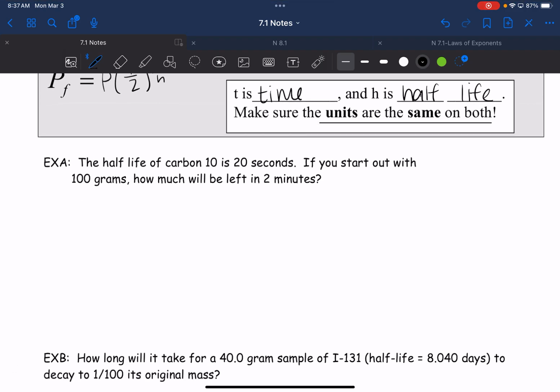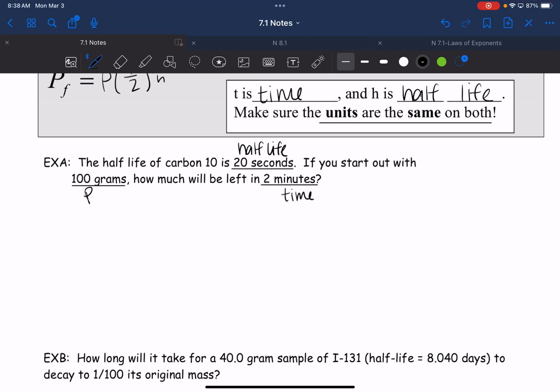Example A says the half-life of carbon-10 is 20 seconds. So 20 seconds is our half-life. If you start out with 100 grams, so that's like our original piece, so this is like our P, right? How much will be left in 2 minutes? Okay, so 2 minutes would be my time.